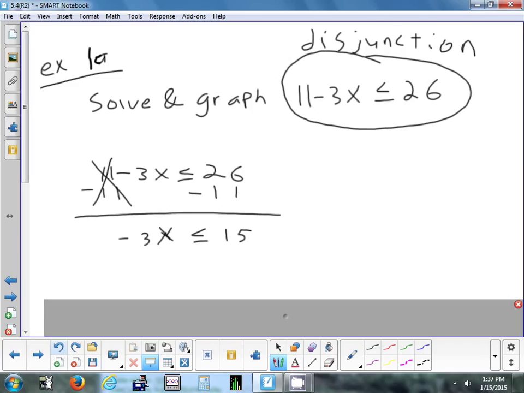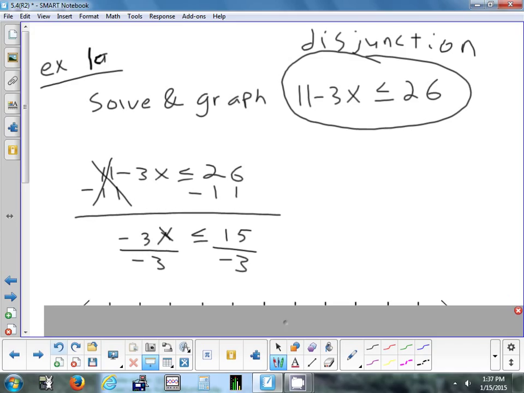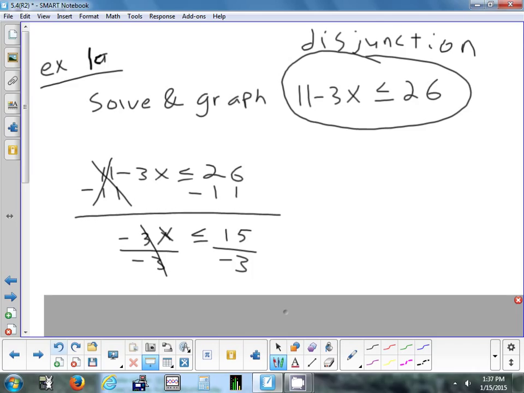All right. Now I'm down to my last step. Who can tell me my last step to get x by itself? Laura? Divide both sides by negative 3. Negative 3 divided by negative 3, that's why we did it, so it cancels out. X. Okay, what's 15 divided by negative 3, Spencer? Negative 5. Now the big question, do we flip it? Yes. Why do we flip it? We divided by a negative, perfect.